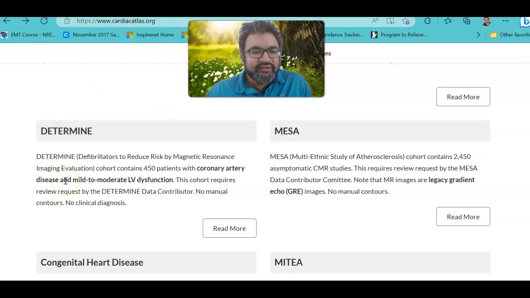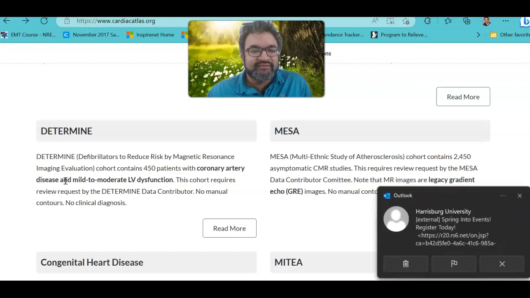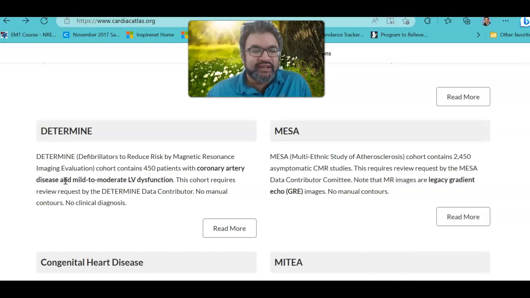Then DETERMINE. DETERMINE stands for Defibrillators to Reduce Risk by Magnetic Resonance Imaging Evaluation. And this is 450 patients that have coronary artery disease and mild to moderate left ventricular dysfunction. This cohort requires a review request by the DETERMINE data contributor, and has no manual contours and no clinical diagnosis. So this is a good data set for defibrillators.